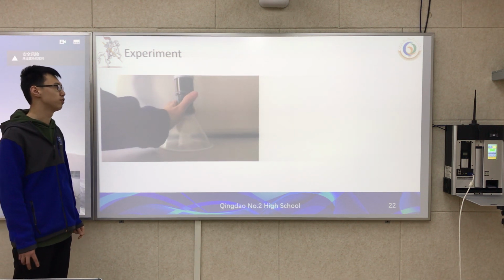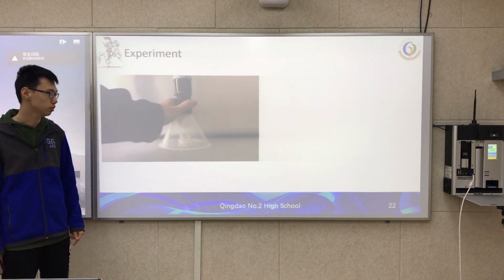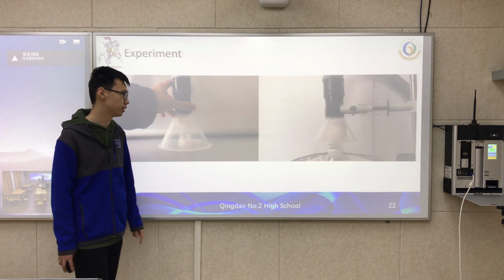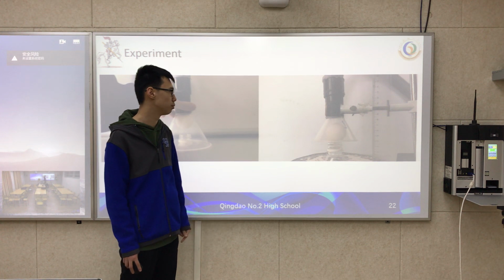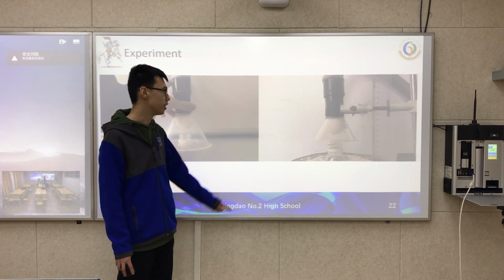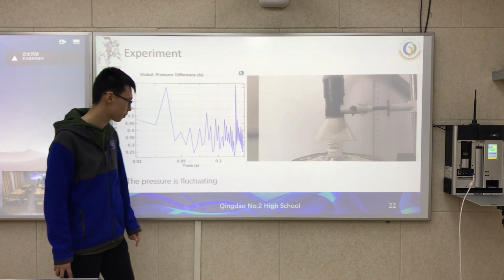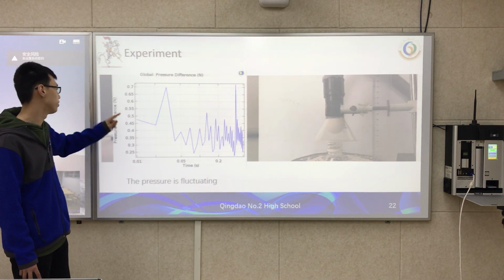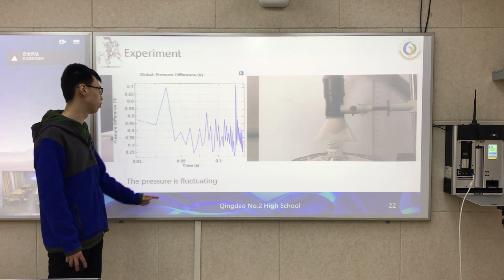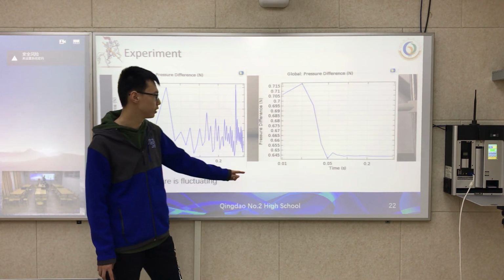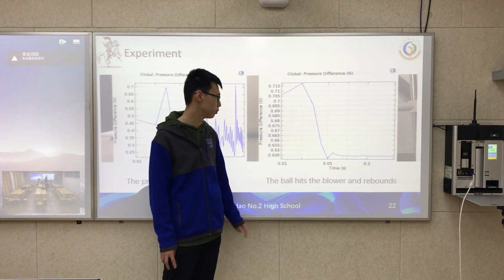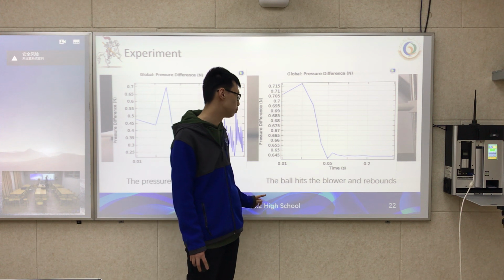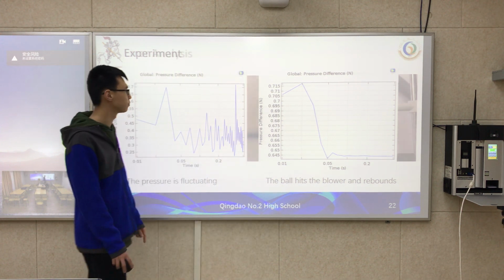Also, in our experiment, we find 2 kinds of fluctuation. First, the ball is fluctuating in the funnel, and second, the ball is lifted up and hits the blower and rebounds. We explored the graph of the pressure difference, and we found that the pressure is actually fluctuating. And we can also see that the pressure is always larger than the gravity, so the balls will hit the blower and rebound.